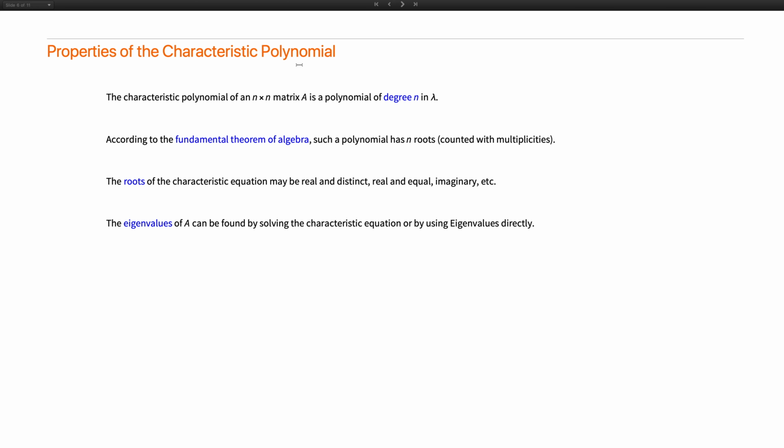Okay, so some properties of the characteristic polynomial. First of all, it is a polynomial of degree n in lambda, the variable. Such a polynomial has n roots according to the fundamental theorem of algebra. Of course, you need to count the roots with the correct multiplicities. So if a root is repeated, you need to count it twice. And the roots themselves may either be real and distinct, real and equal, or imaginary, etc. And the eigenvalues can be found by solving the characteristic equation or by using Eigenvalues directly.